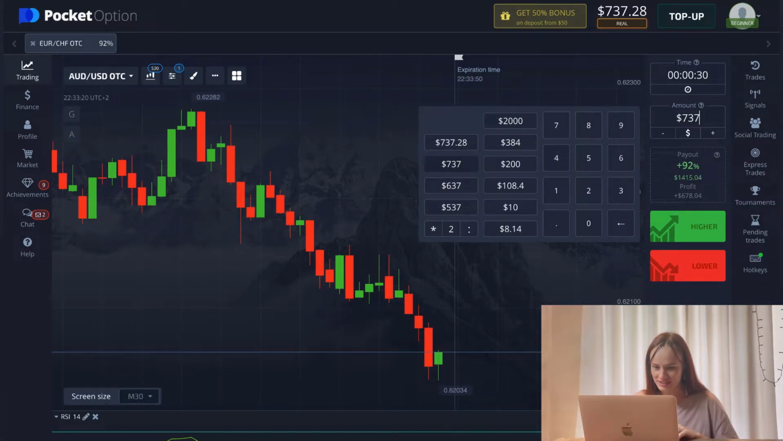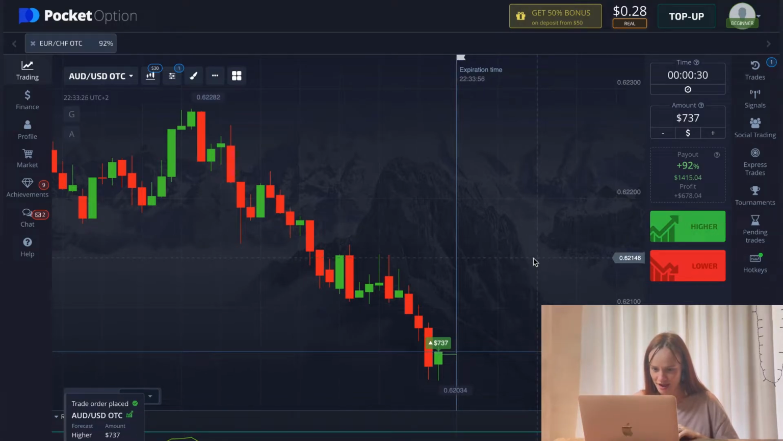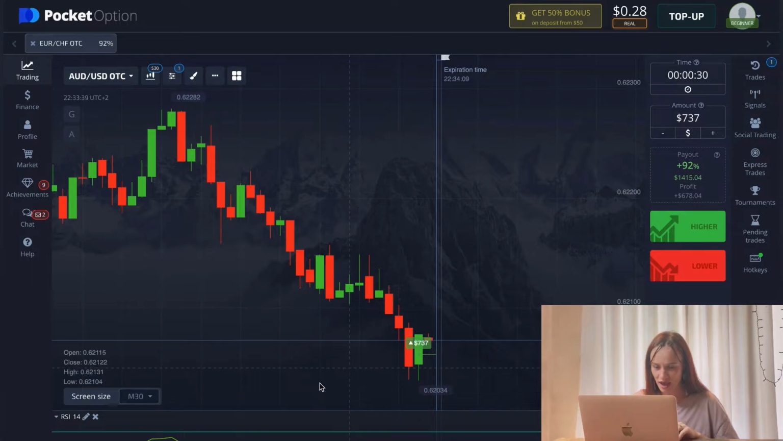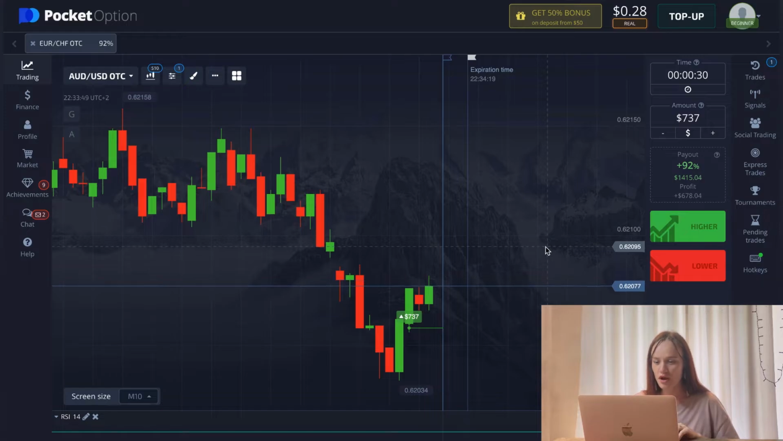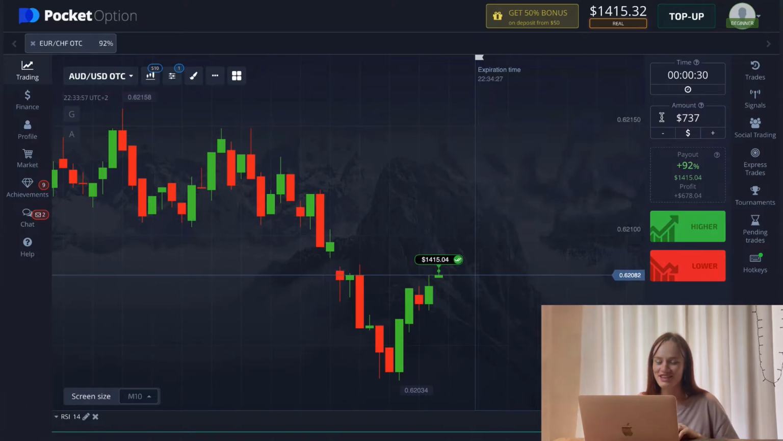Now we have $737.28 in our account, and we make a new up trade for $737 as the price reached the support level and reversed. We see an active rising green candle, small fluctuations. We switch to 10 minutes. The price should go up after the reversal. Great, our trade again closed at profit.